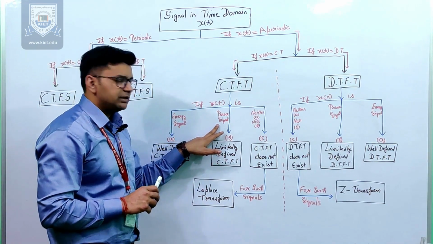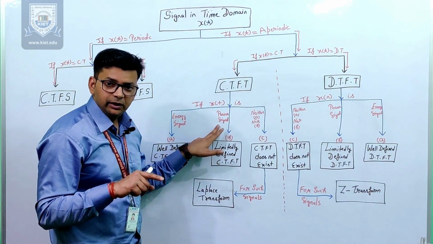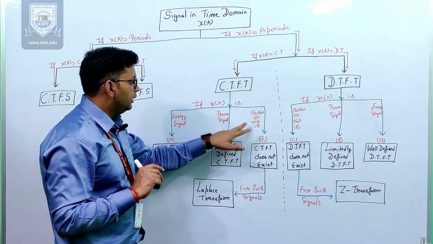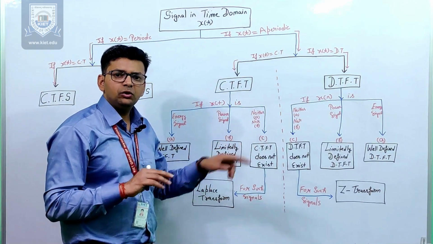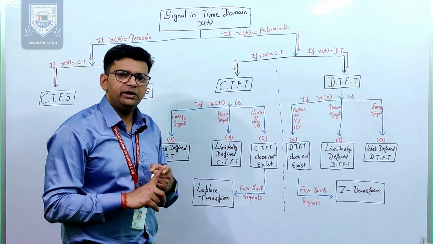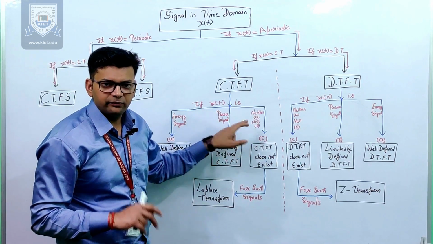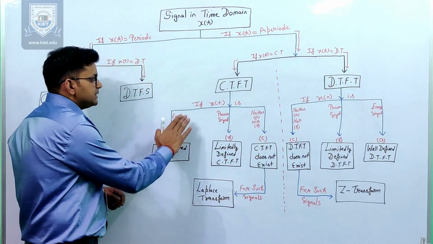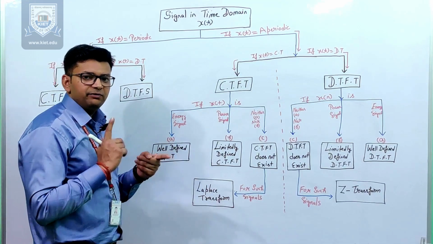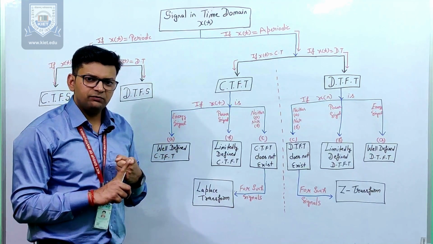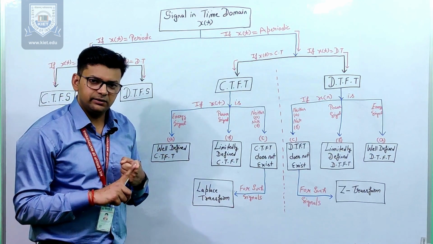So a power signal is not absolutely integrable, but it is bounded, okay? And third, if the signal is not absolutely integrable and unbounded as well, it means the signal is neither an energy nor a power signal, right? So if my signal is absolutely integrable, this is the very first point of the existence condition of Fourier transform, which is known as the Dirichlet condition.